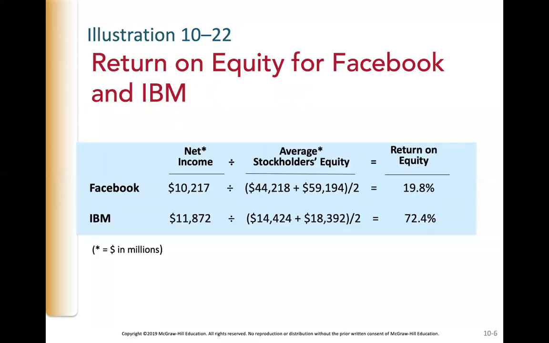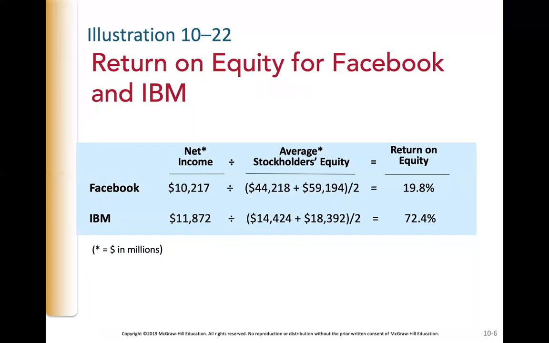So first, the return on equity for the two companies. Remember, return on equity is net income divided by average stockholders' equity. So if you take a look at the two companies, remember their net incomes were somewhat similar, but their average stockholders' equity is very different. So for Facebook, we get a return on equity of 19.8%, whereas IBM has 72.4%.